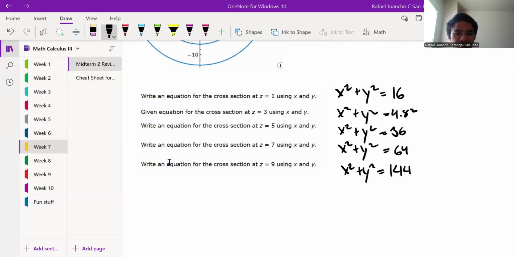And then more contour maps here. It's mostly just graphing at this point. So I'm not gonna bother, I guess.